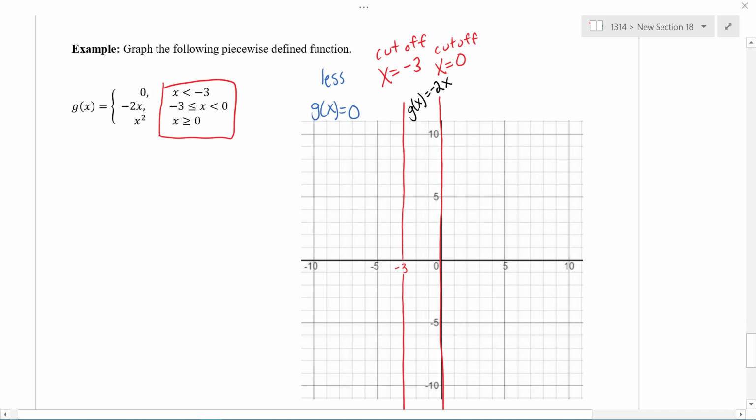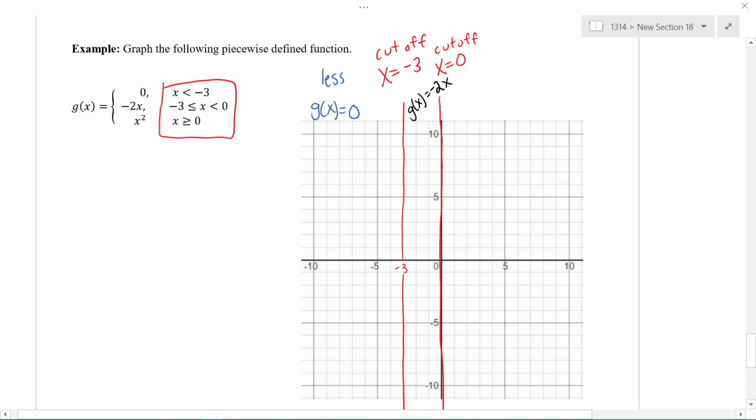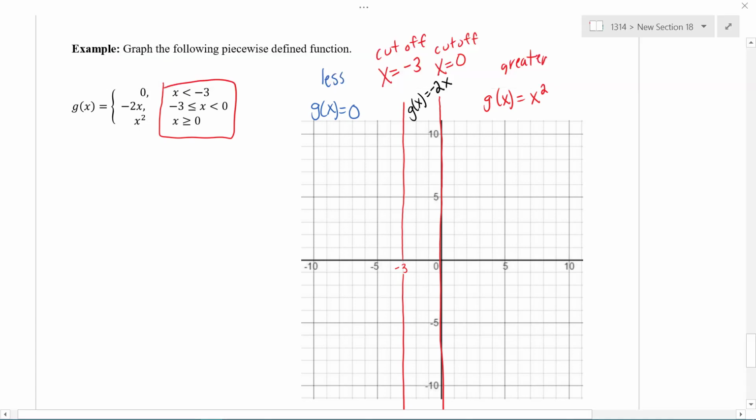Okay, x squared, that's going to be graphed to the right of x equals 0 because x is greater than or equal to 0. So to the right, we're going to graph g of x equals x squared. Okay, because we're talking about greater than 0, which means to the right of 0. Okay, so let's start making some tables. We'll start on the left for g of x equals 0.